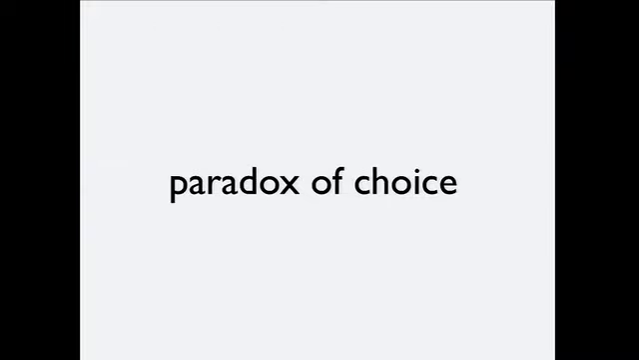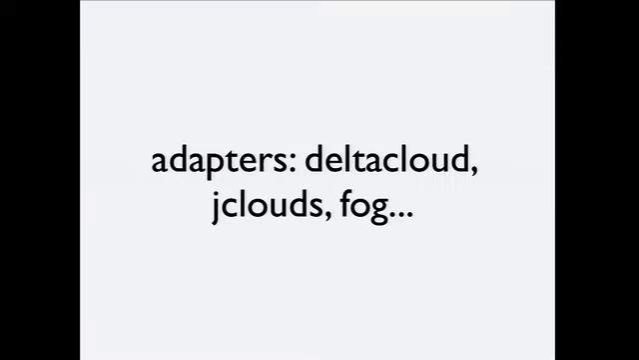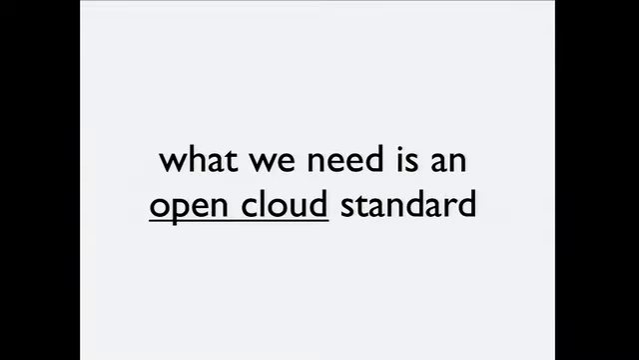But there's another problem. It's not just about openness. We have a paradox of choice. If we have N implementations, currently we've got N+1 standards or thereabouts. Too many standards. To solve that, some people have written software like Delta Cloud, JClouds, and Fog, which are adapters. Now, the problem that I have, which is possibly more theoretical than practical, is that there's an impedance mismatch, to use an electronics engineering term, and there's also potential performance problems. The way I see this, it's a very important transitional tool to get us to where we need to be. So now I'm going to further refine the question to say what we need is an open cloud standard.